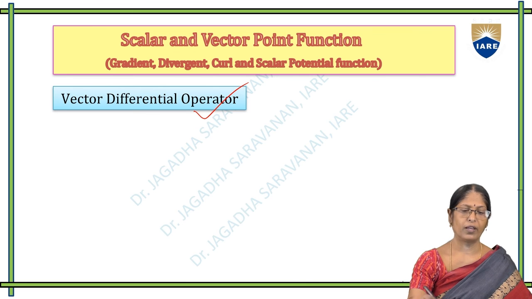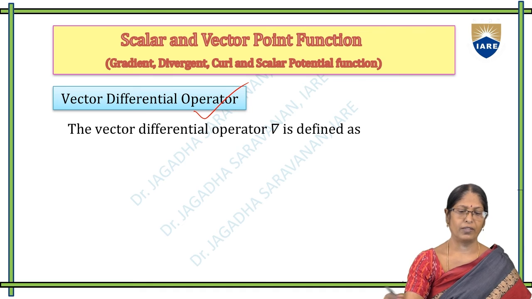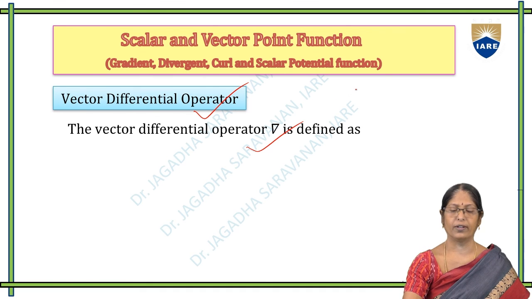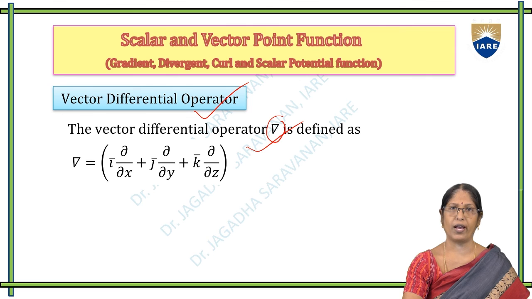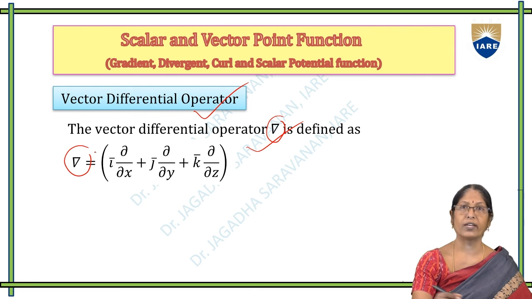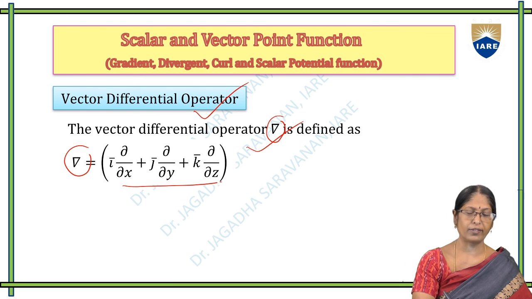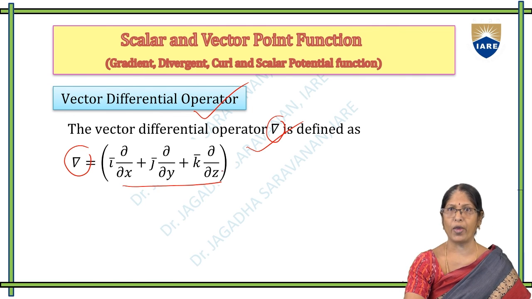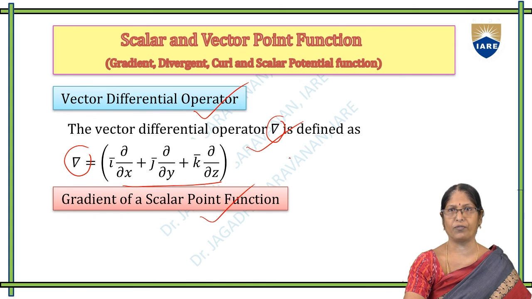So the first one is the vector differential operator. This is the symbol which is used for the vector differential operator, and it is called gradient, or grad we can call. The grad is nothing but i ∂/∂x plus j ∂/∂y plus k ∂/∂z. So the next one is gradient of a scalar point function.